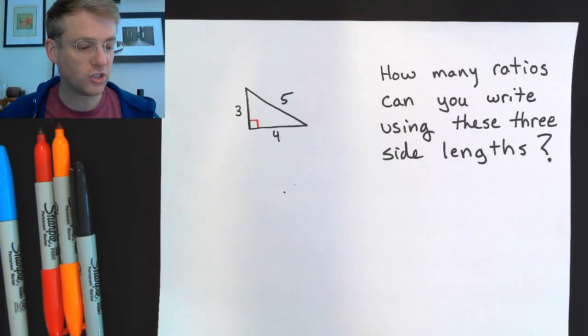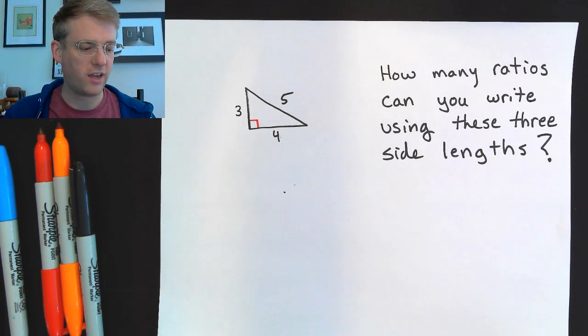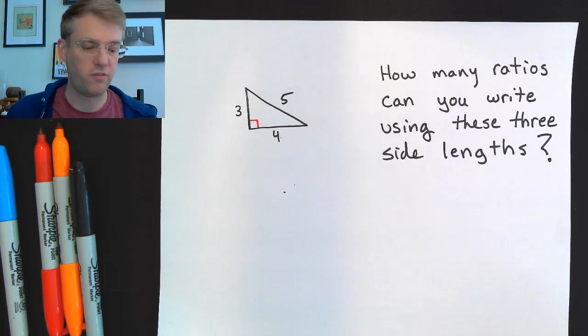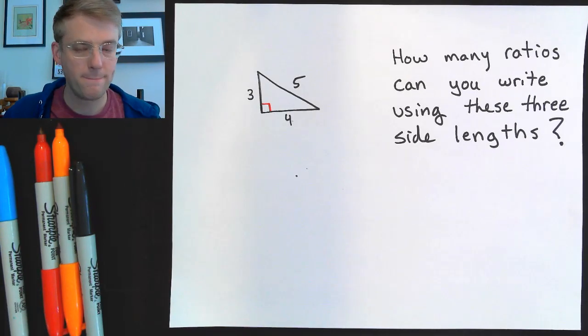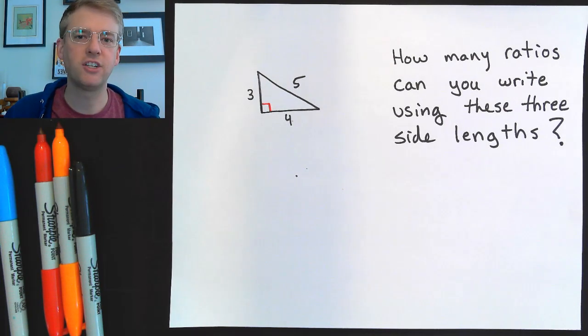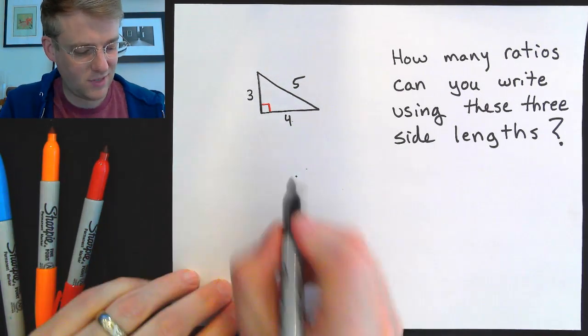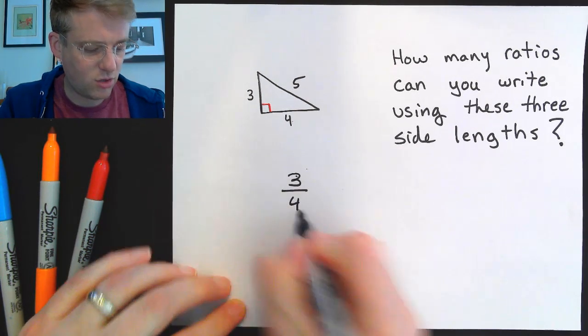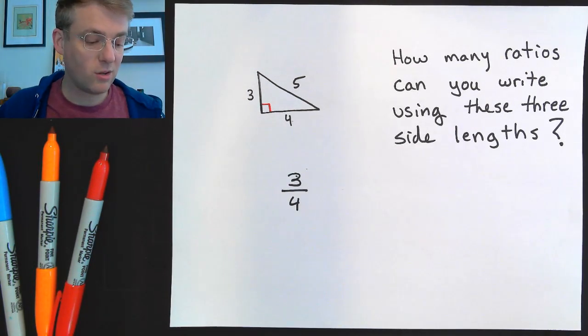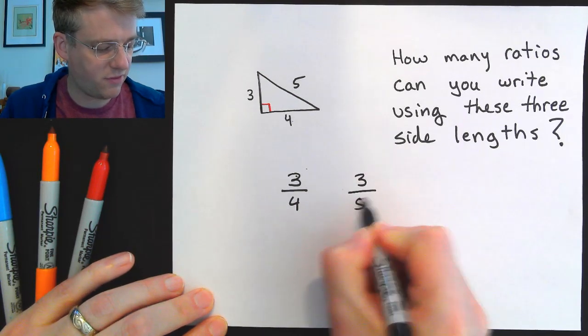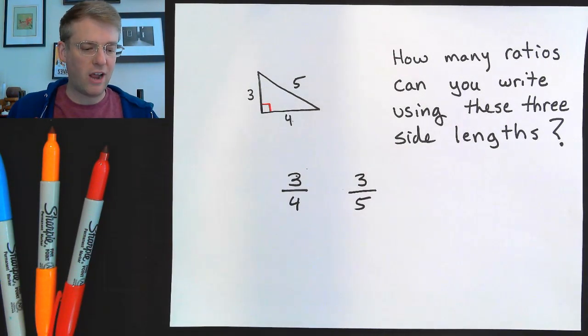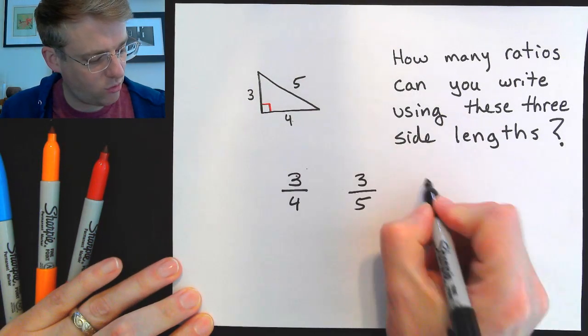So first thing, how many ratios can you write using the three side lengths in this 3, 4, 5 right triangle? You should pause the video and try to write some fractions with 3, 4, and 5 in them. So one of them is 3 over 4. Another one would be 3 over 5. Those are nice proper fractions, 3 over 4, 3 over 5. I like it. I've also maybe got 4 over 5.